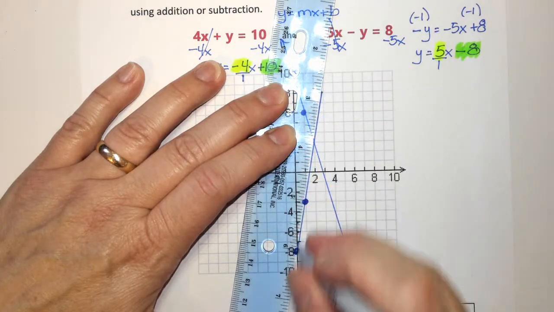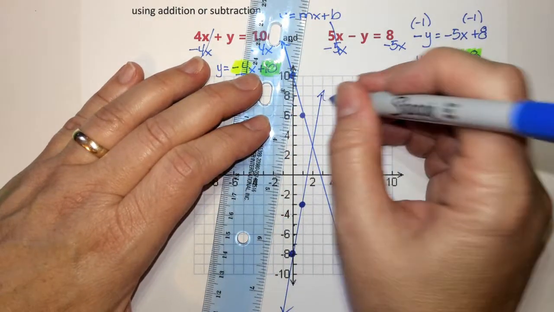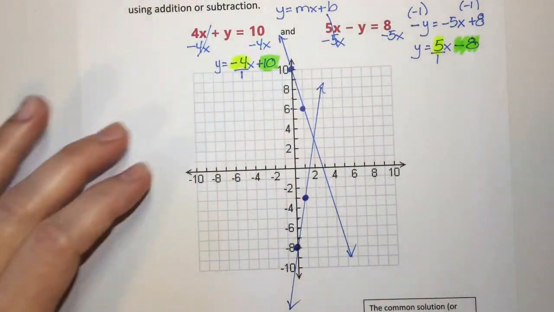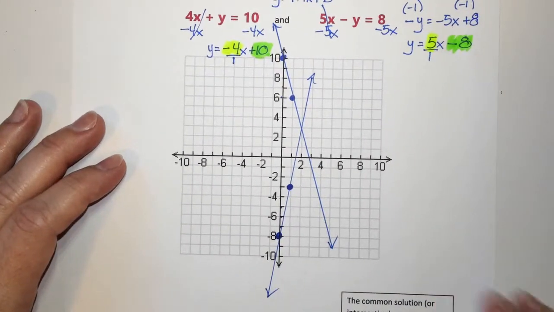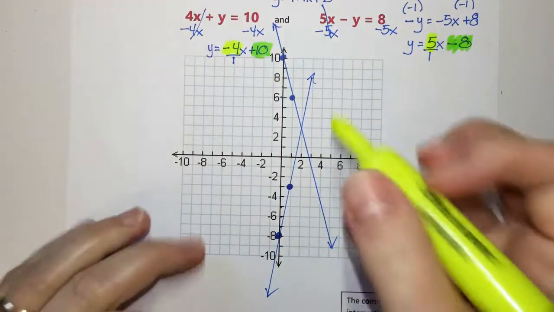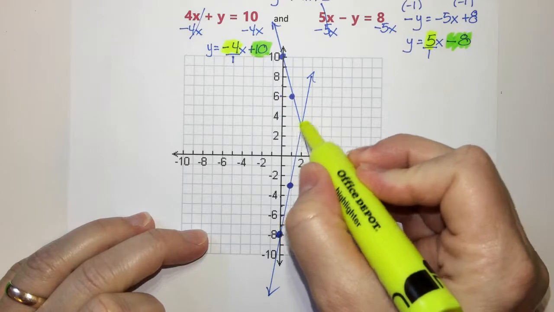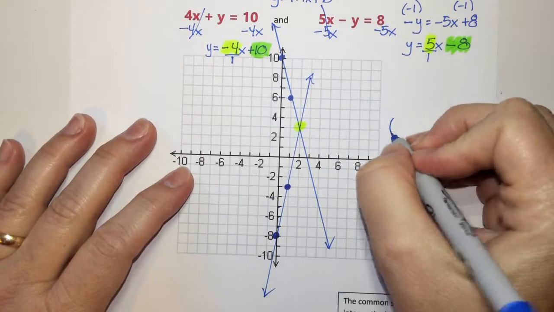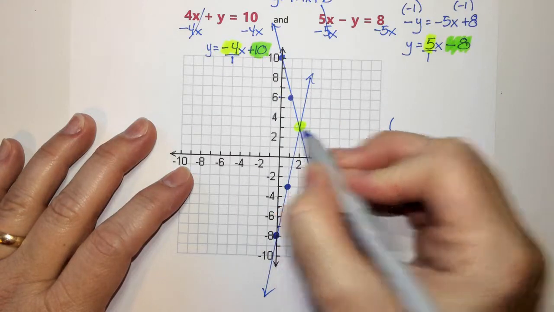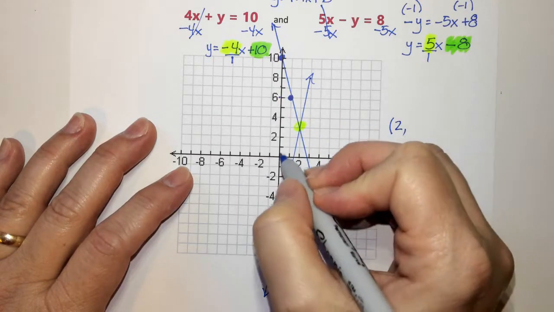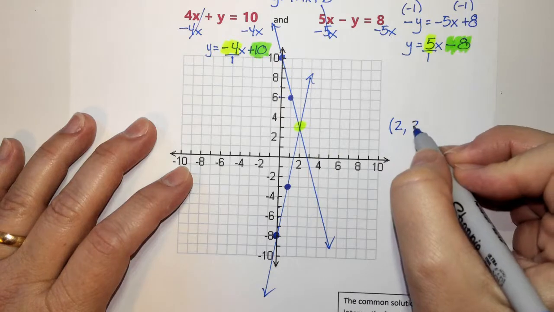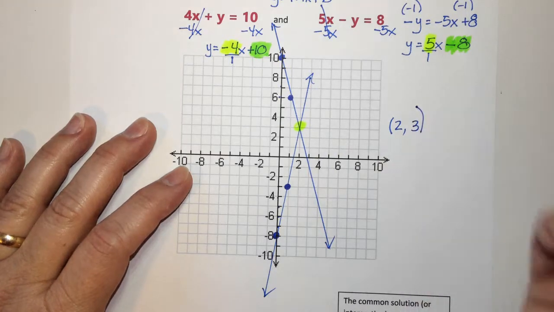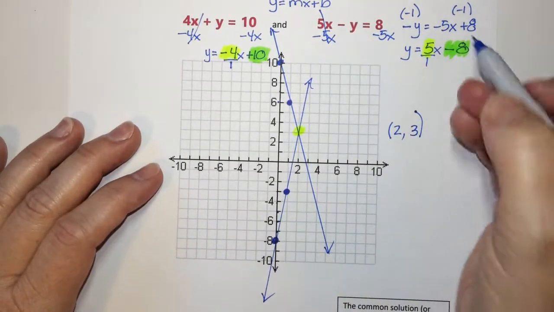Okay. Connect your points. Put arrows on the end. Can we make an estimate of what our intersection is going to be? Here's the intersection, or the common solution, right there. I think we got pretty close. I think the intersection is going to be at x is 2 and y is 3. If I did it right, let's see.